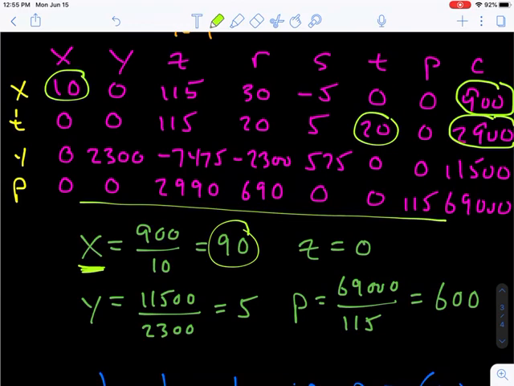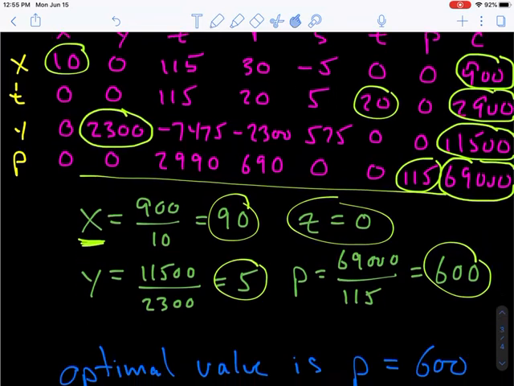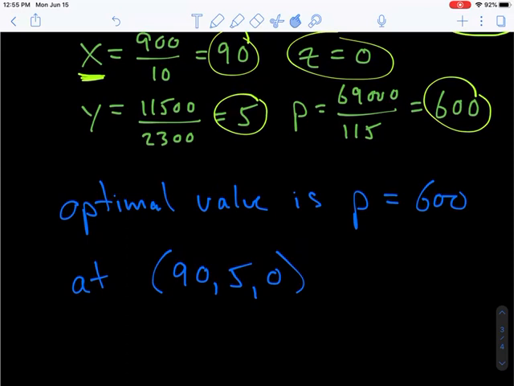The y I really want to know. So y is 11,500 divided by 2,300, and that gives me 5. And p is 69,000 divided by 115, which gives me 600. Everything else is 0. The value of r is 0, s is 0, and z is 0, because they are not active variables. Inactive variables are always 0. So finally, the solution to this, the optimal value, is p equals 600, and that occurs at x, y, z, equals 90, 5, and 0.